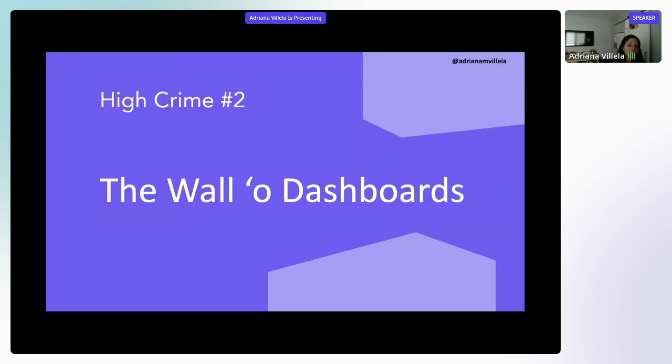Now on to our next problem. High crime number 2: the wall of dashboards. Honestly, this one is nails on chalkboard for me. I once worked at a place where the CTO thought that their production woes would be solved by dashboarding all the things. He went on saying, hey, I helped set up a wall of dashboards when I worked at XYZ company and it helped us so much. Yeah, but that was like 10, 15 years ago when there wasn't much else to work with.